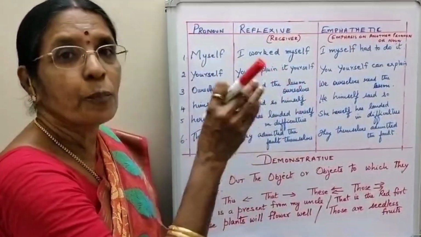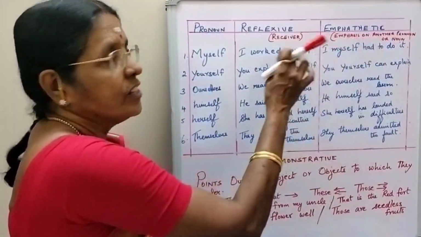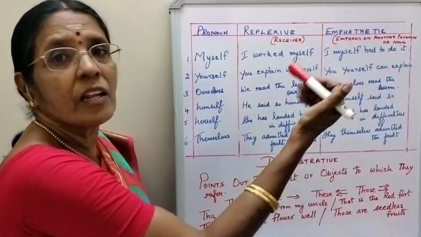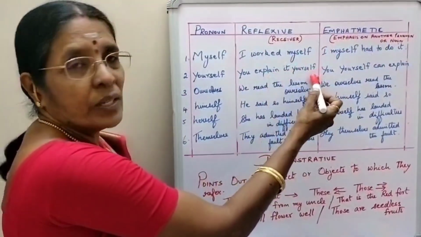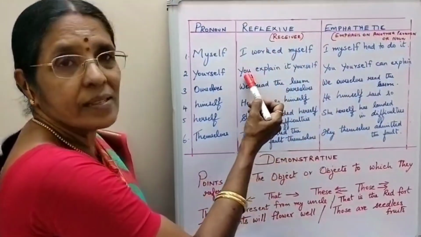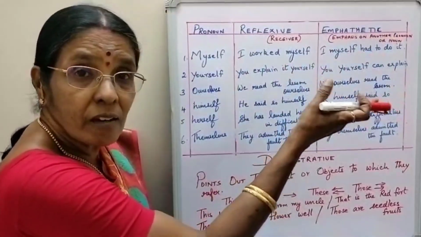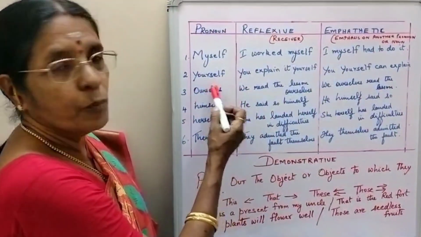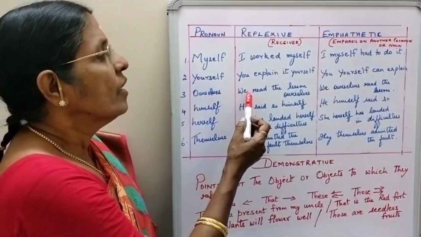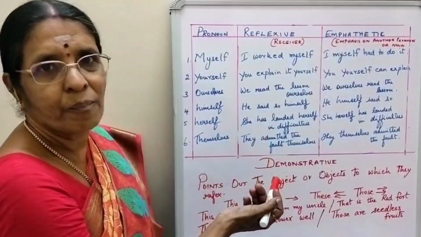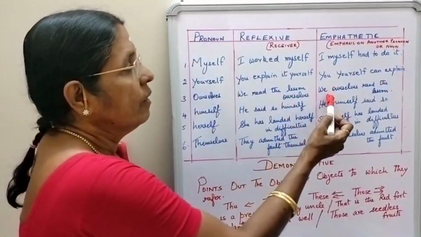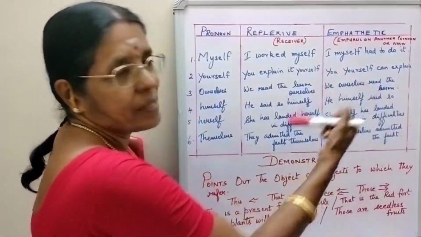So the way you pronounce it will make you understand the difference between both. Similarly, yourself. You explain it yourself. This is the verb. So here it's a receiver, refers back to the same subject. You yourself can explain. Okay. Then ourselves. Because it is plural, we add selves, right? We read the lesson ourselves. Right? The students sat together and they read it themselves. Here, we ourselves read the lesson.